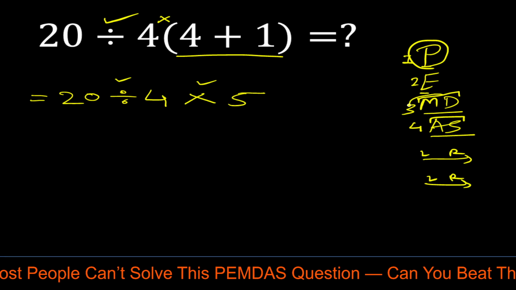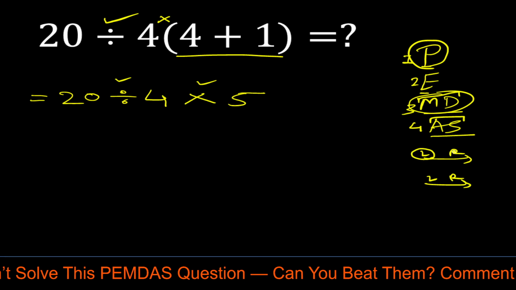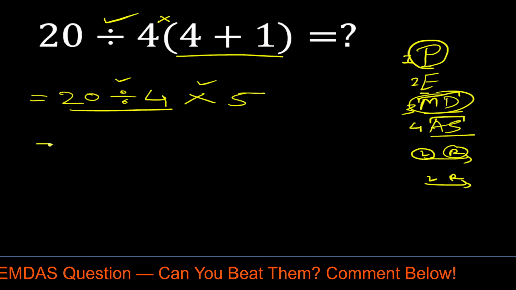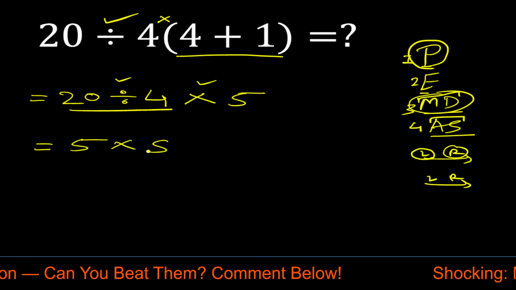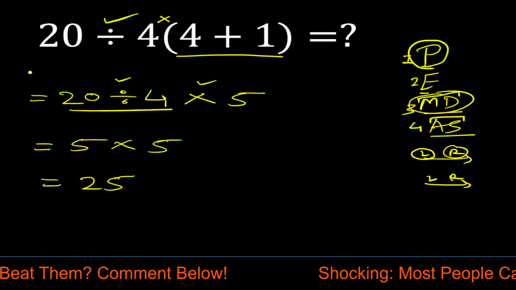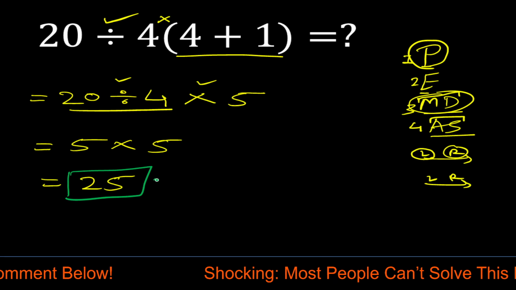So multiplication and division both have equal priority. So we have to solve it from left to right. So first we have to solve this division, right? So 20 divided by 4 is equal to 5 times 5. Now 5 times 5 is equal to 25, right? So the correct answer is 25.